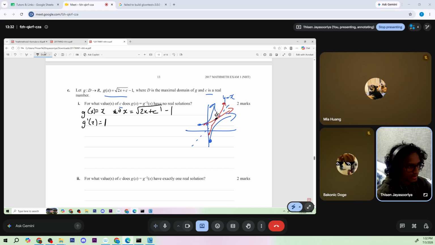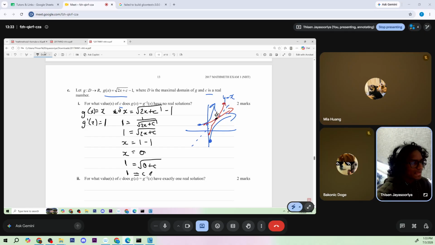And over here, I have 1 equals 1 over the square root of 2x plus c. That means that 1 equals 2x plus c, which I can actually substitute into my top equation. I know that x equals 1 take away 1, which means x equals 0. So I have 1 equals the square root of 0 plus c, which means that c has to be equal to 1. That's when it has one solution.